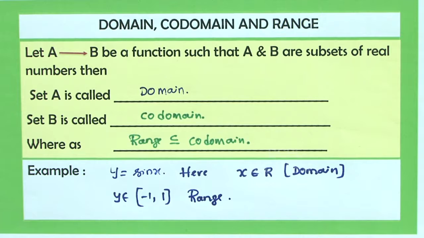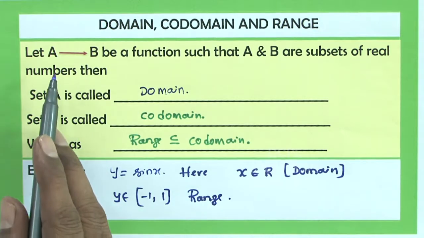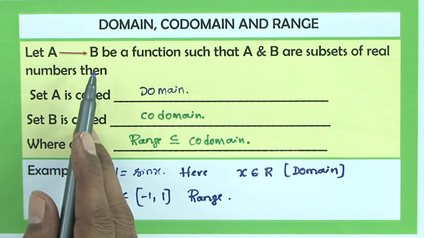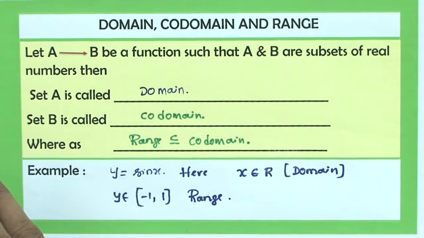How is range different from codomain? Suppose it is defined as set A to be R to R, right? So then codomain is R, but however range is -1 to +1. I think you have understood the difference. Right? Anyway, I will be giving a different example for this. Before that, please make a note of this.